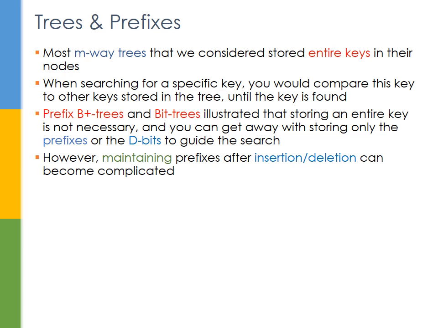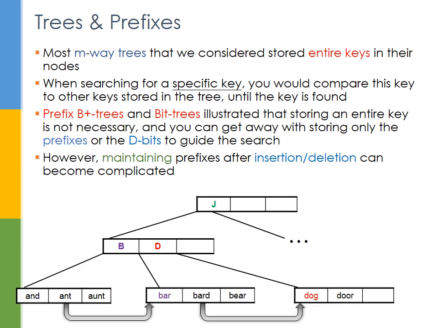However, it turns out that storing prefixes is not always easy, and as you add more keys to your tree and have to split the nodes, maintaining the prefixes can be a mission all on its own. Let's do a quick example. Here is a prefix B plus tree, where just the minimal prefixes are used, and in this example a single first character was sufficient to tell the difference between the leaf that stores the words and, aunt, and ant, as well as the leaf node next to it that stores the words bar, barred, and bear.